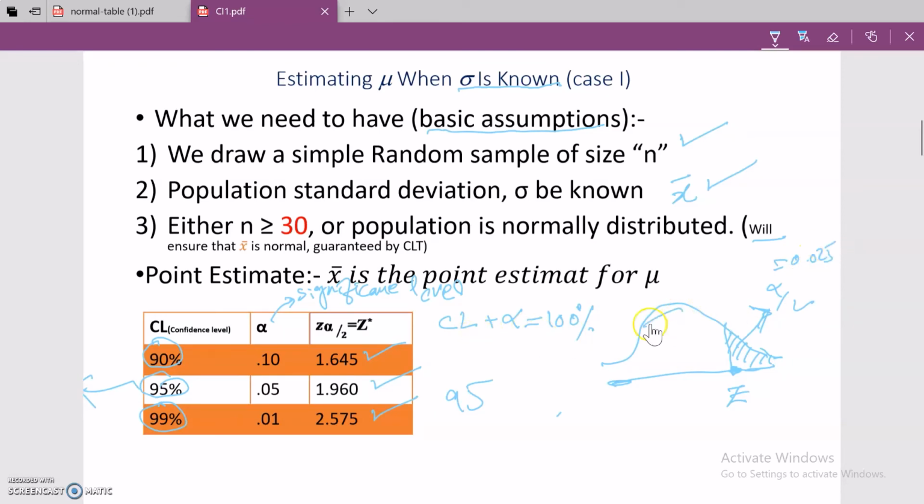So what you do now is look at the table and find this particular area, the area on the left side. You are given this area and you look for the Z-score that has the corresponding value. This Z-score comes out to be 1.960. We have done this in chapter number 6, how to find these critical values. So this is the critical value for a 95% confidence level. You can also find these critical values by using Excel.